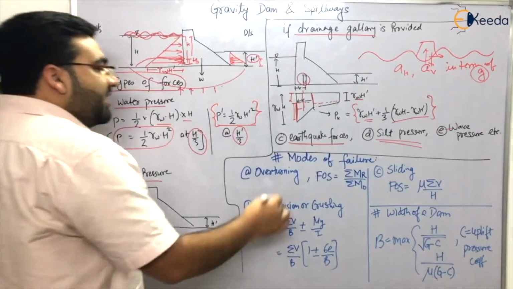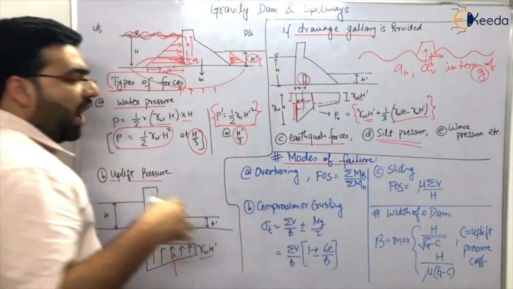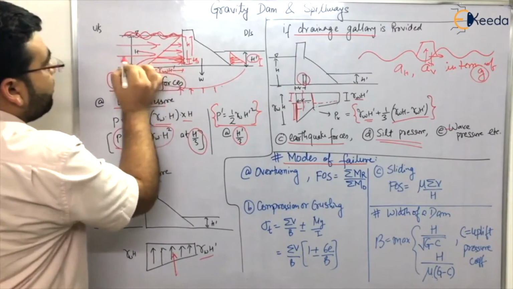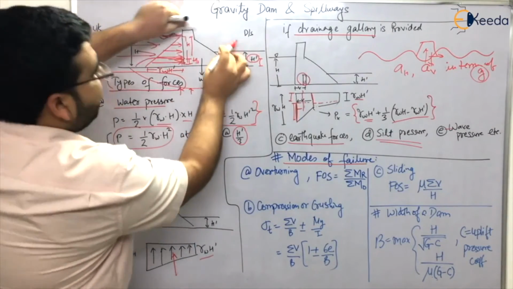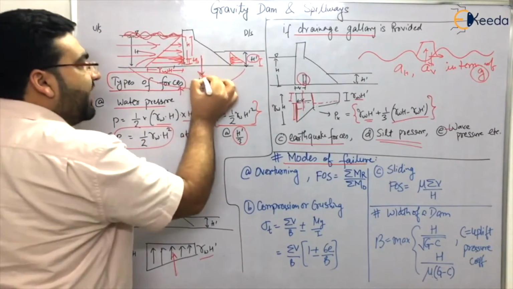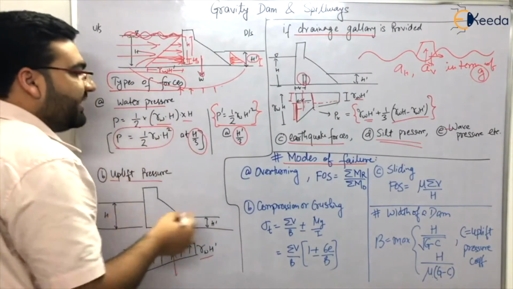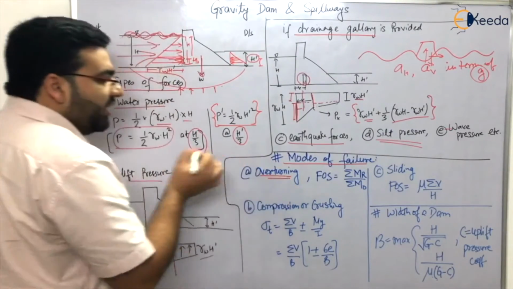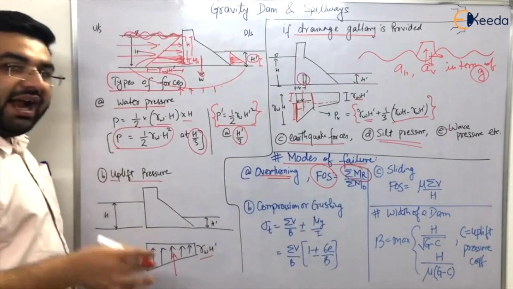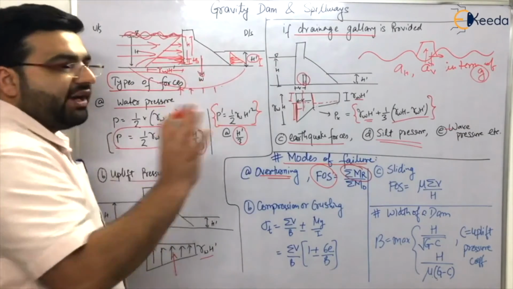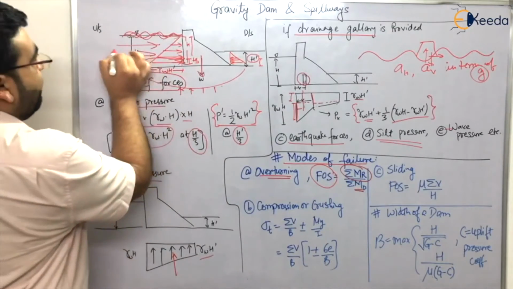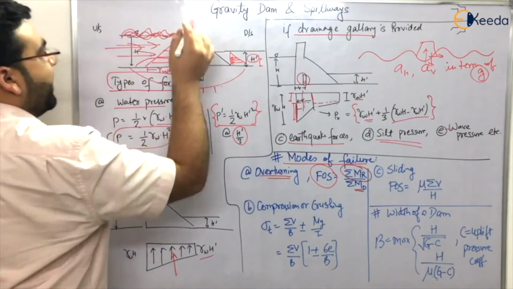Okay. Now let us understand about the modes of failure. In how many ways can a dam fail? For example, if these forces are very high, this dam can overturn. And what is the resisting force? Resisting force is the weight of the dam. Clear? Okay. So it can fail in overturning, and the factor of safety will be equal to summation of moment of resistance, which will be due to the weight of the gravity dam, divided by the overturning moment, right? Overturning moment can be due to this water, due to the earthquake, due to anything.